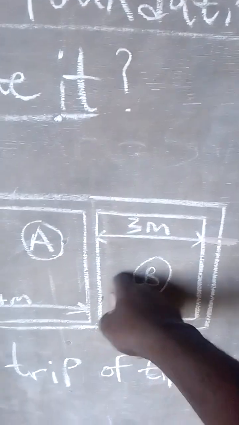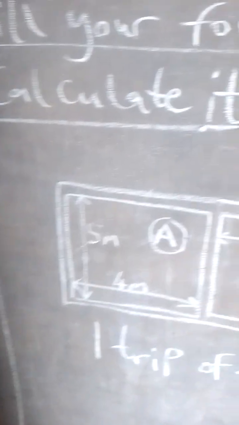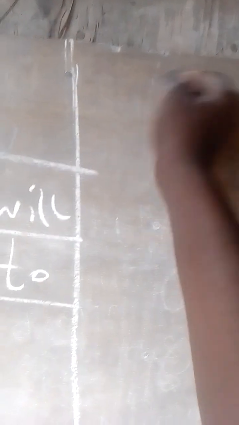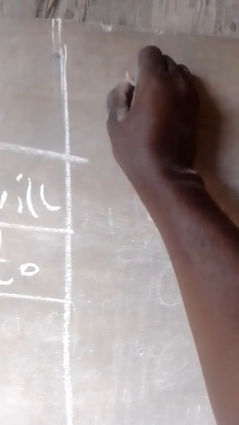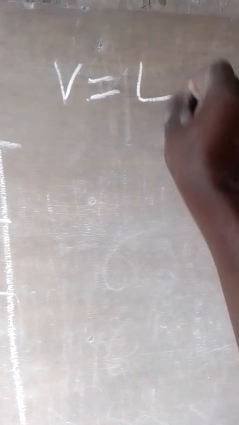Now, once you have known this, the next thing you should do is calculate the volume of this area and this area to know the volume that is required. How do you calculate? Step 1. The formula for calculating the volume is simply length times width times height.